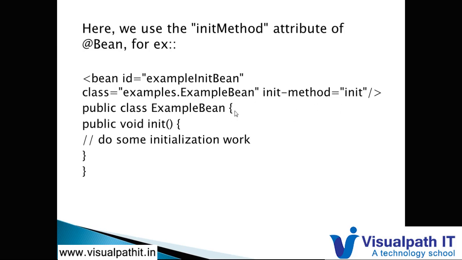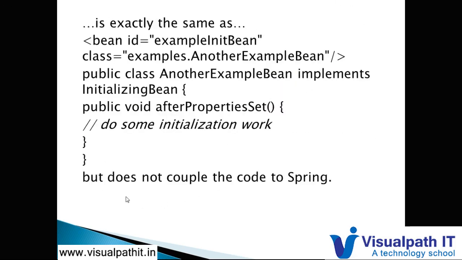public class ExampleBean, public void init. This is some initialization work; some code will be here. This init-method attribute is used. It is exactly the same as using bean id equal to example init bean, class is this class name, public class AnotherExampleBean implements InitializingBean, that is public void afterPropertiesSet. So here some initialization code is there.